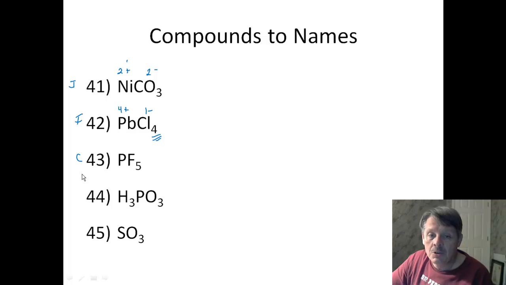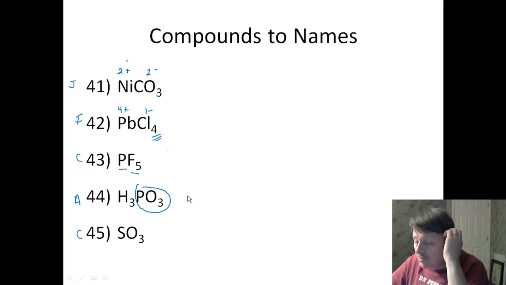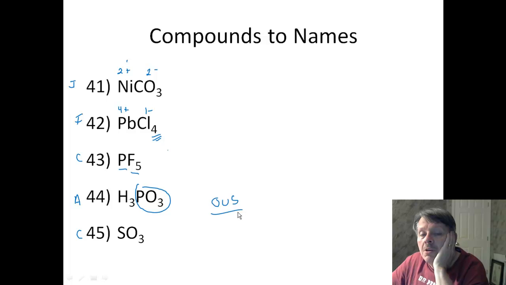Your next one is covalent, and your bottom one's covalent because they both start with non-metals. And because 44 starts with H, it is an acid. So PF5 is simply phosphorus with 5 fluorine, so it's phosphorus, and the 5 is pentafluoride. Number 44, we are looking at PO3. PO3 is phosphite. Phosphite tells you that this is an OUS acid. So this would be phosphorous acid.